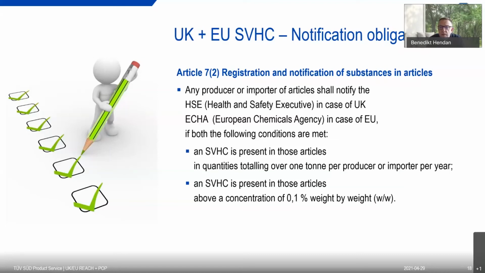An SVHC is present in those articles in quantities totaling over 1 ton per producer and importer per year, and the SVHC is present in those articles above the concentration of 0.1% by weight. This means if you are going to import these kinds of articles and the amount of the substance exceeds 1 ton per year, you have to inform either ECHA or the HSE. But this is only valid if the substance also has a concentration of more than 0.1% weight by weight. So you do not have to sum up amounts if the concentration is less than 0.1%. But if both preconditions are reached, then you have to inform one of these organizations.